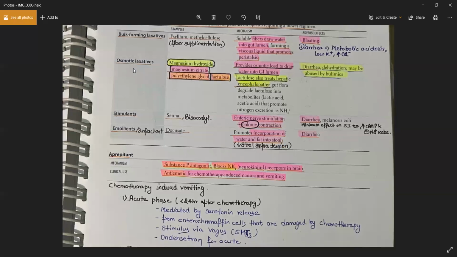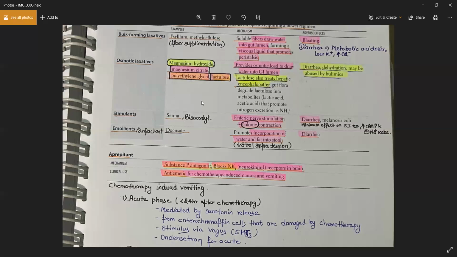Now comes the osmotic laxatives. The osmotic laxatives include magnesium hydroxide, polyethylene glycol, magnesium citrate, and lactulose. Now see, you have the lactase enzyme, right? The function of this enzyme is to break down lactose into components so that they can be absorbed. But if the lactase enzyme is inhibited, then the lactose will be present in the lumen. It will draw water. It will cause diarrhea, right?